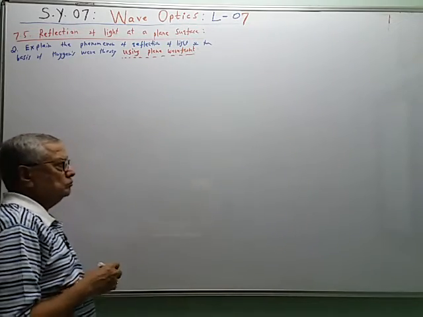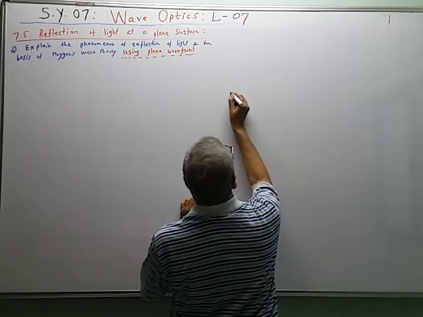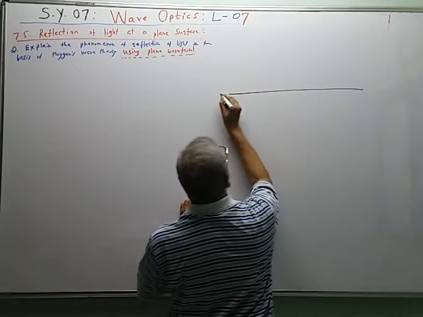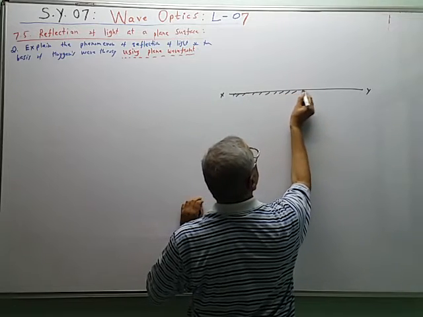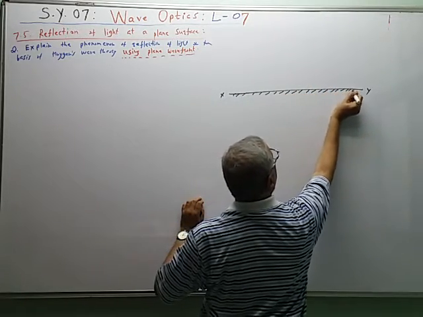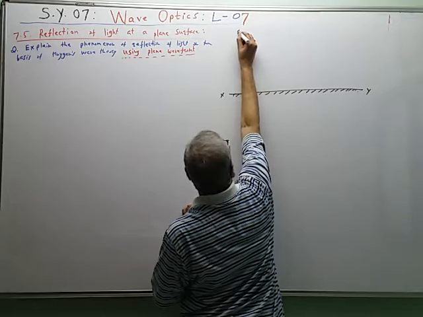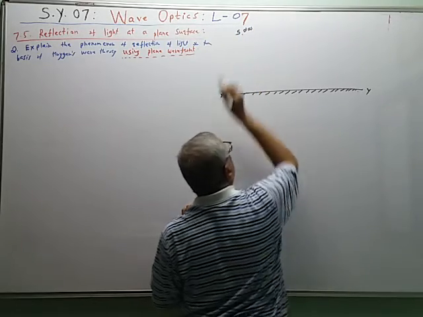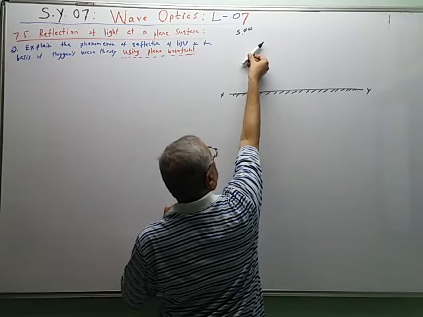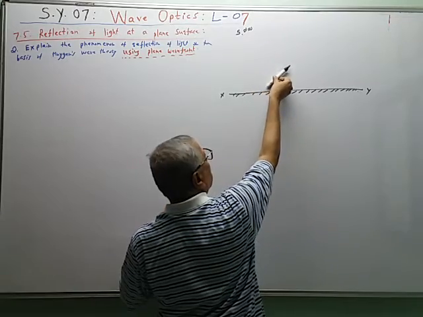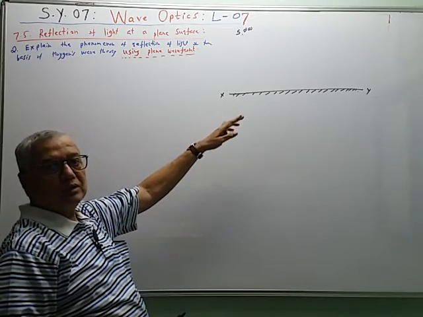So I will draw a rough diagram here. Suppose this is the reflecting surface XY. The bottom surface is a non-transparent surface. Now on this side there is a source at infinity. From this source we will get a plane wavefront like this. At time t1 this is the wavefront, at times t2, t3, t4, t5, t6 and so on. As time increases the wavefront will advance and move towards the surface XY.